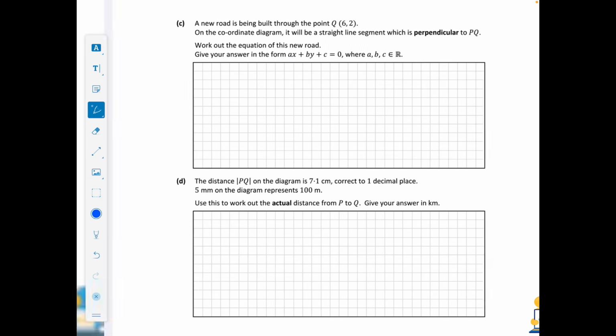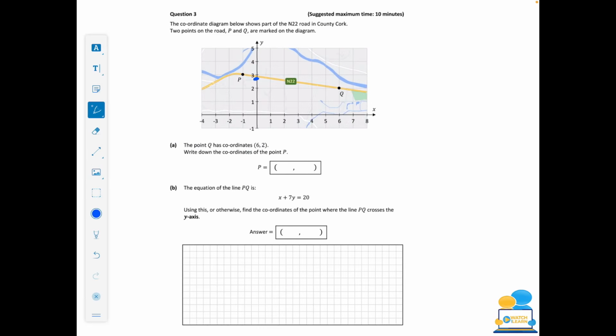So now we're moving on to a slightly longer question. Okay, so here's part A, B, C and D of this question. We'll read the question first just to figure out what we're being asked. So the coordinate diagram below shows part of the N22 road in County Cork. Okay, not very relevant to the question. Two points on the road, P and Q, are marked in the diagram. So now we know we have two points on the diagram. We know it's a coordinate geometry question.